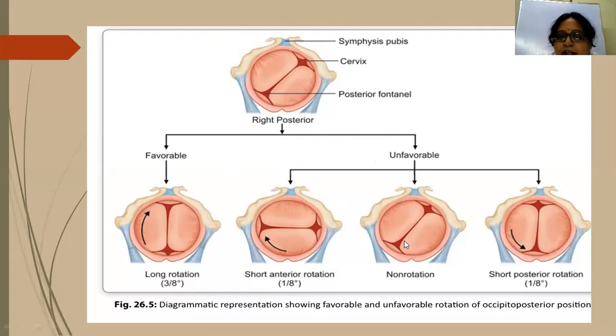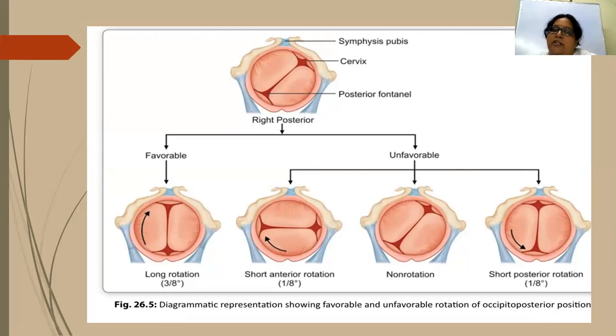And what happens when there is no rotation at all? That is, the sagittal suture will lie in the oblique diameter and the head will not rotate any further. This is called non-rotation. And what is this? This is short posterior rotation. Short posterior rotation is when the head or the sagittal suture from the oblique diameter will rotate posteriorly, so that the occiput will lie directly over the sacrum. This is called short posterior rotation. Like this, it will lie posteriorly over the sacrum.